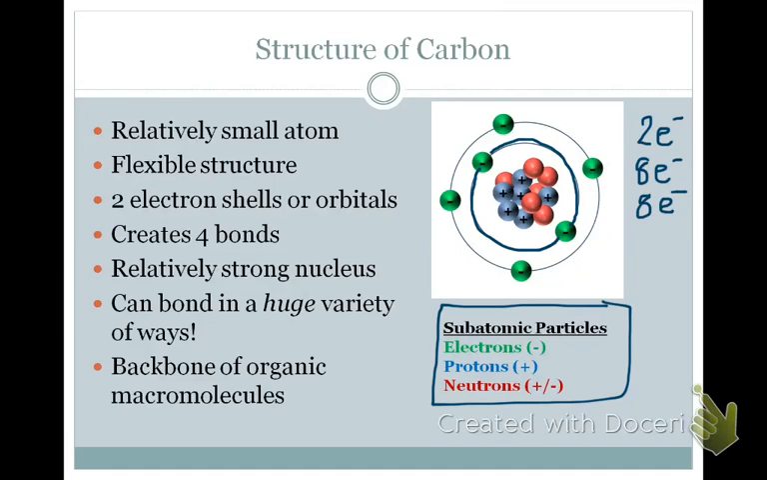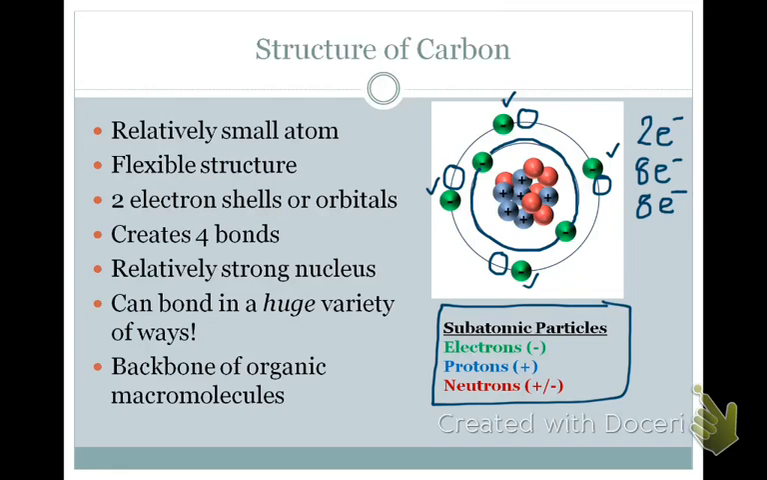But if we count how many electrons carbon has in its outer orbital, we see it only has 1, 2, 3, 4. So we're missing 1, 2, 3, 4 electrons that carbon would want. Now these electrons, because they are in the outer orbital or the outer shell, are what's called valence shell electrons. So if you hear the term valence shell, it's talking about the electrons and anything that exists in the outermost shell of an atom.